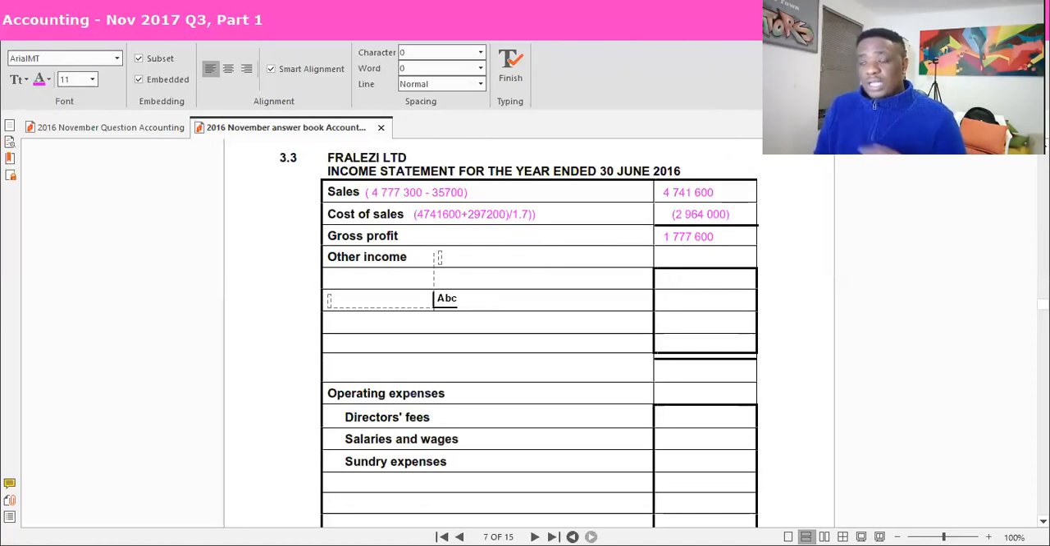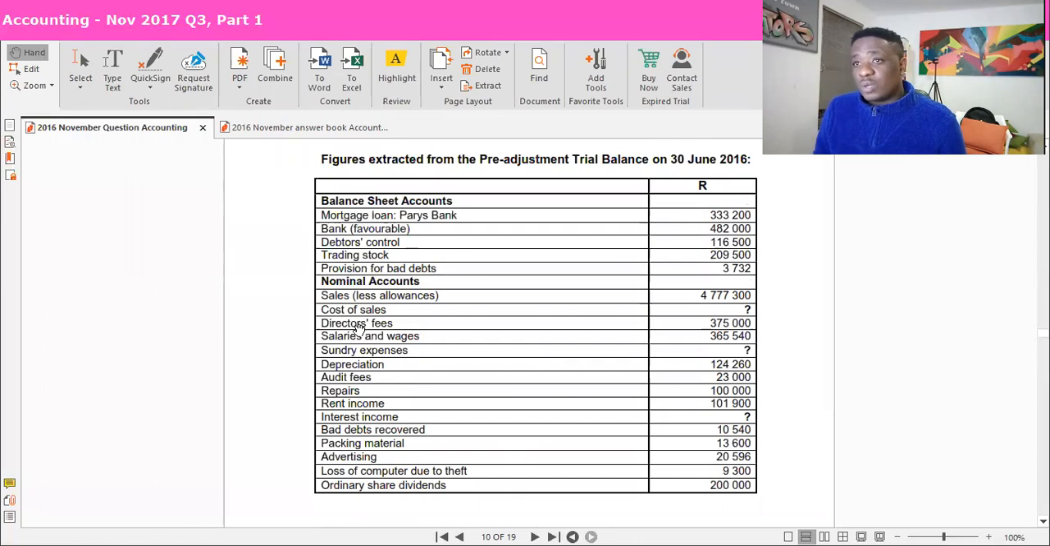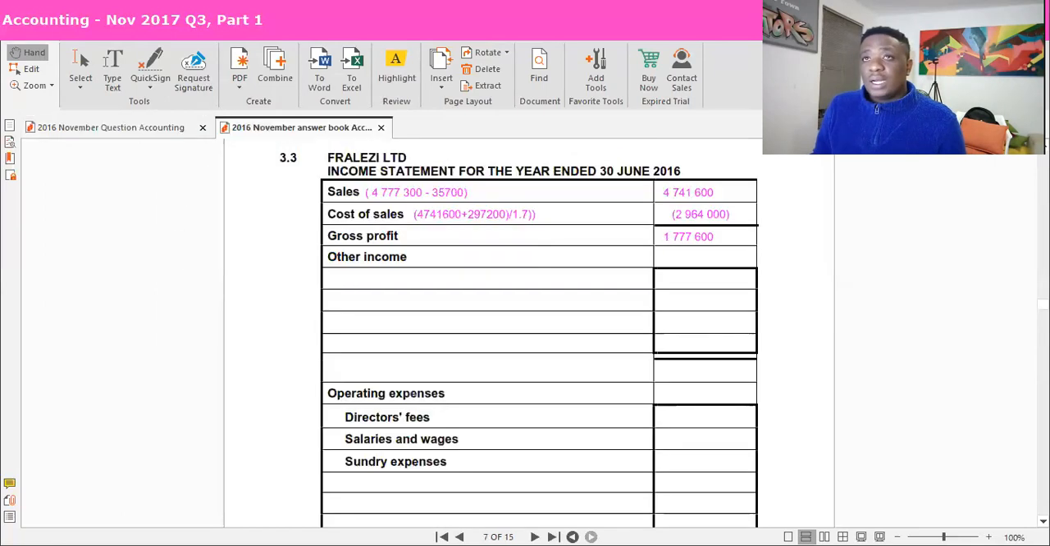When it comes to other incomes, we will start with the incomes that were given in the pre-adjustment trial balance, and then we'll work out the adjustments, and after that we'll see if there's any more that we need to add. But let's start. The first one that we have, if you look carefully, is rent income. It's given as 101,900. So I'm going to say rent income.